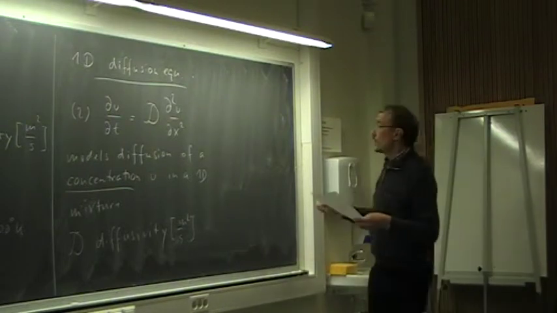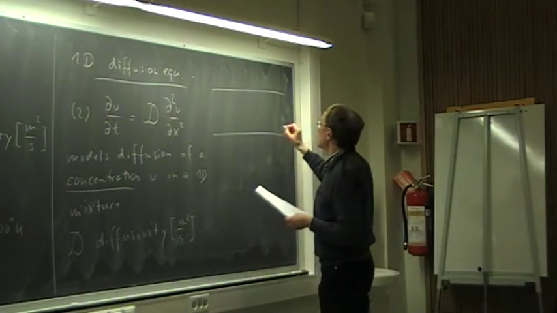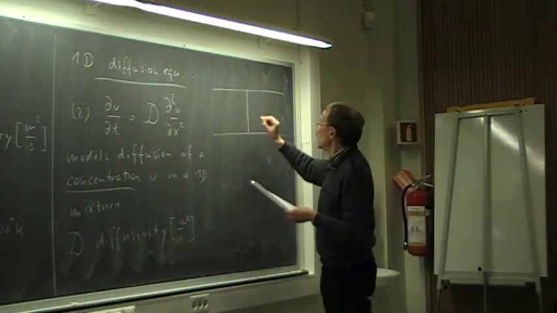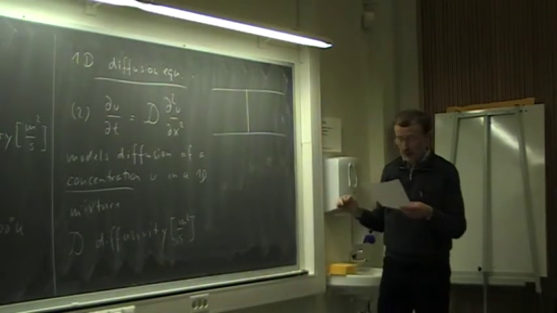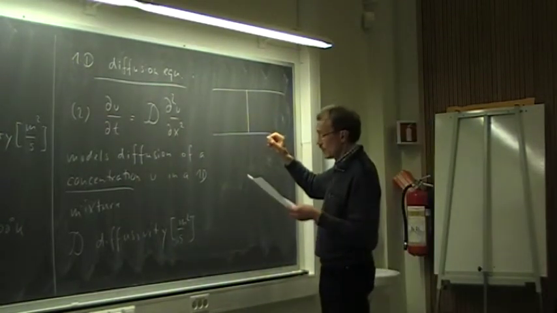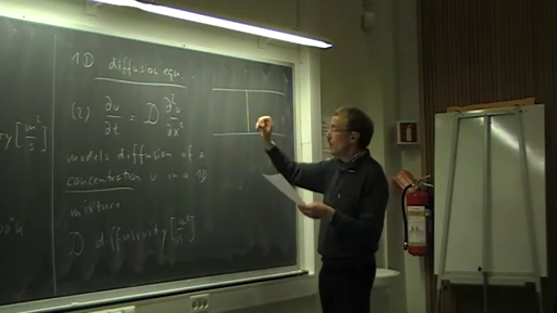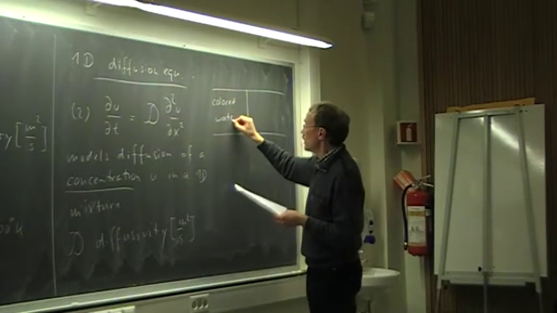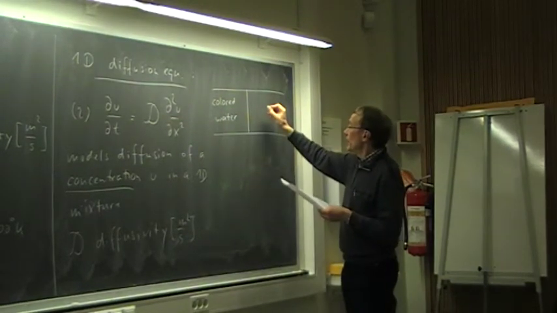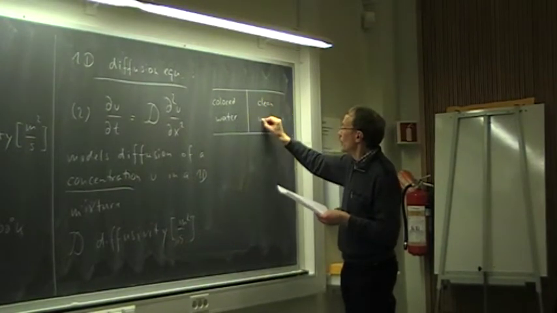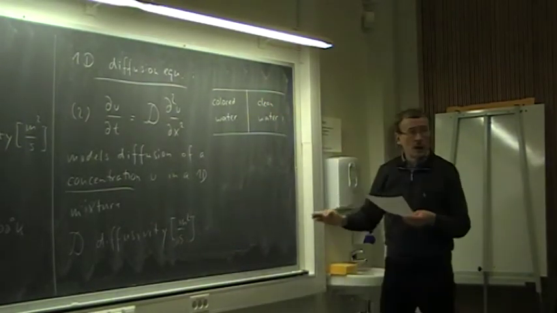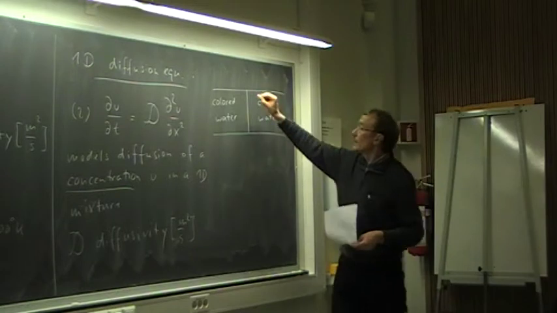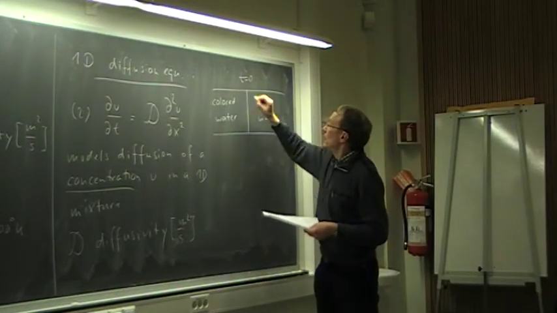And the example that you could imagine is the following. We have, say, again, some pipe, and we have some membrane in the beginning that is a barrier between, say, a water, I call it here the colored water, so we have put some ink in it, for example, and here we have the clean water.